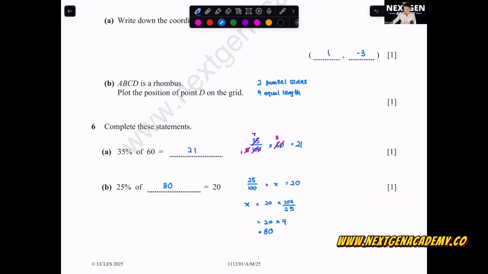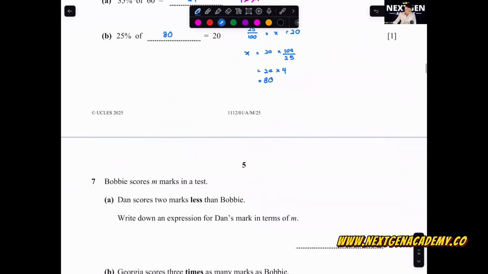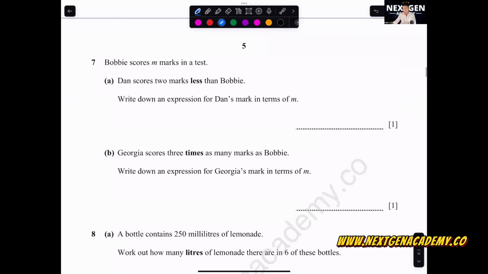Okay, please stop me if you're not clear. All right, so let's move on. This is percentages. If you can do this, it means you know how to do percentages already. Okay, question 7. Expression. Bobby scores M marks in the test, Dan scores 2 marks less than Bobby. Write down an expression for Dan's mark in terms of M.